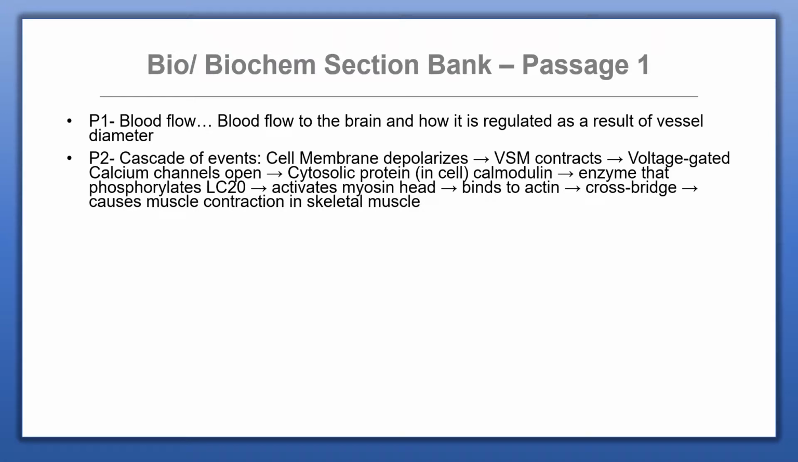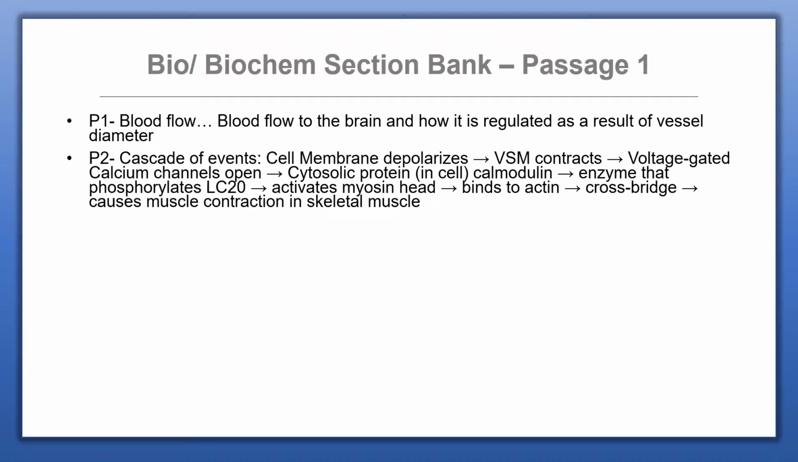So we have the cell membrane depolarizes, then VSM contracts, then the voltage-gated calcium channels open, the cytosolic protein in the cell, calmodulin, is bound to, which then activates the enzyme that phosphorylates LC20, which then activates the myosin head, which binds to actin, which forms the cross bridge, and ultimately causes muscle contraction in skeletal muscle. So this is a chain of events where one thing activates the next thing. And if one thing is disrupted, the whole entire cascade might be disrupted, or is most likely disrupted.